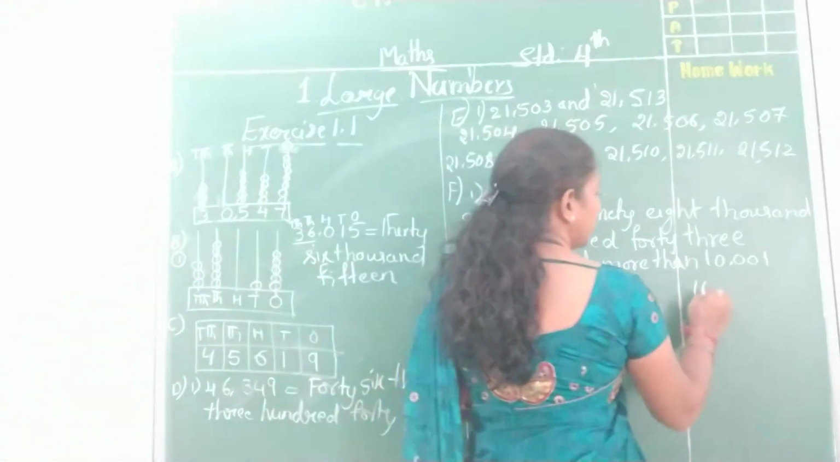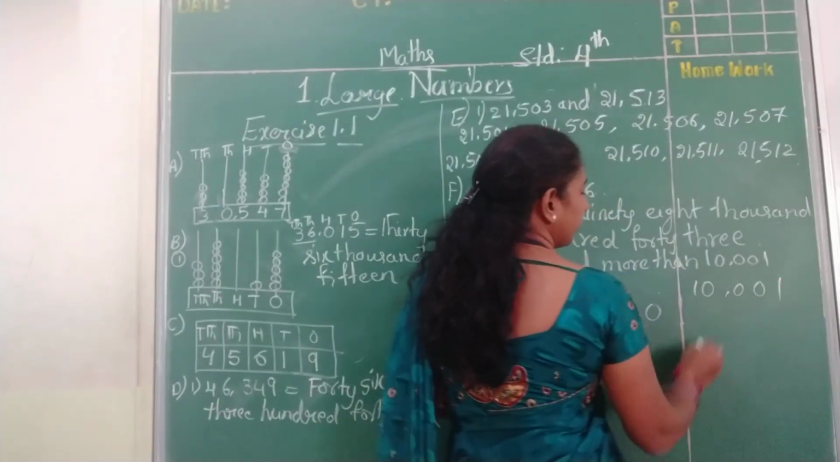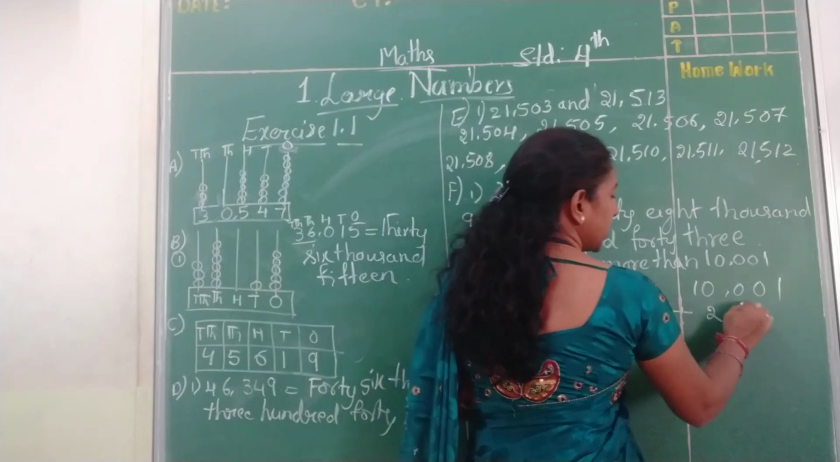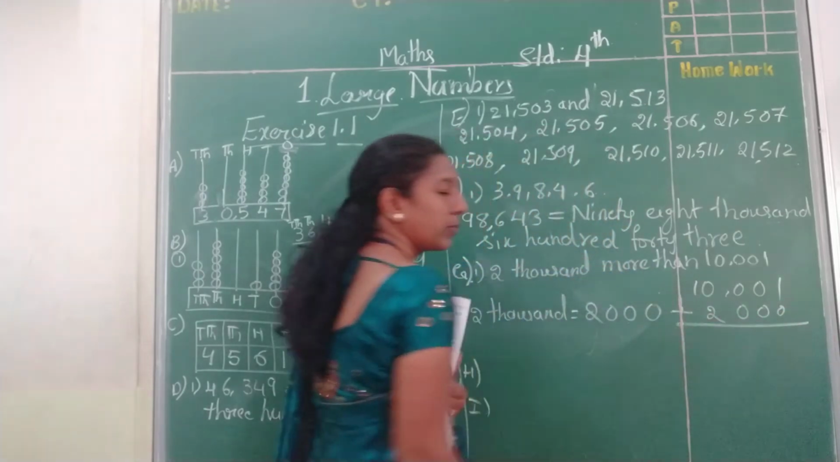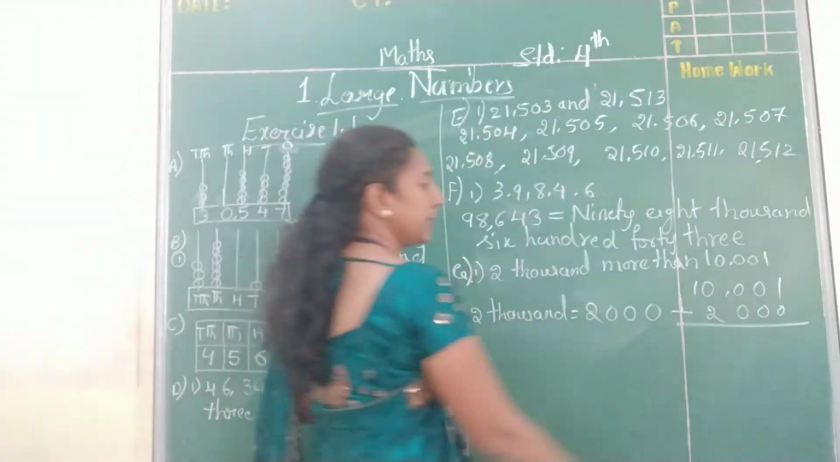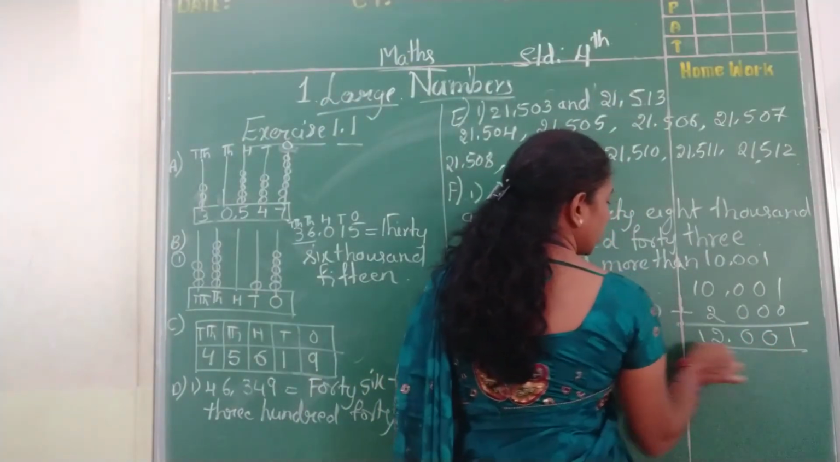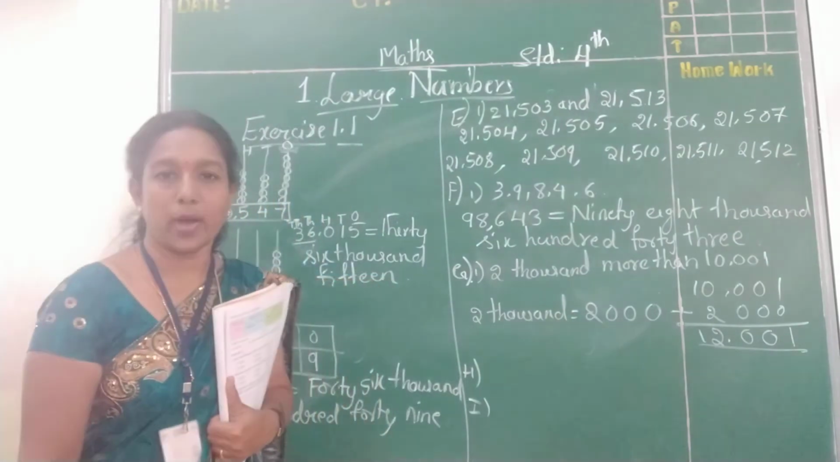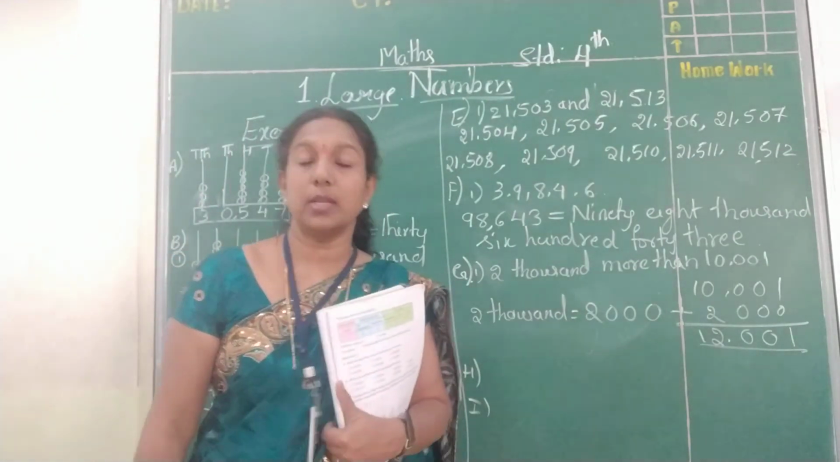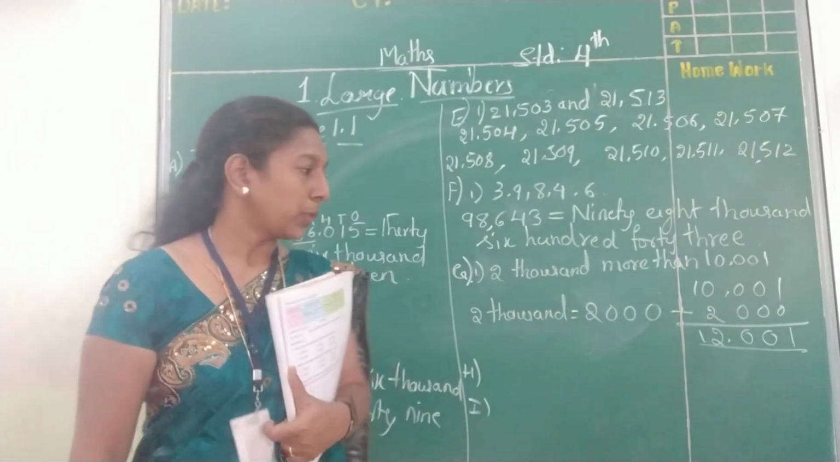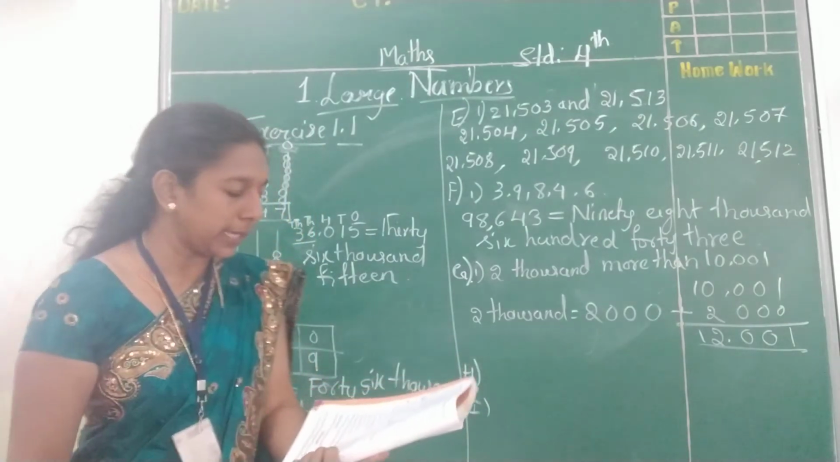So what I will do? 10,001 plus 2,000 I will add here. So what answer I will get here? 1, 0, 0, 2, 1. So the answer is 12,001. So the answer is what? 12,001. Okay.